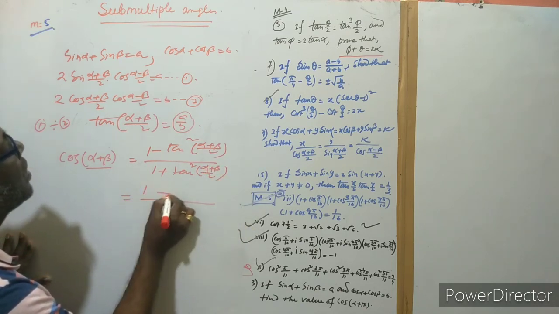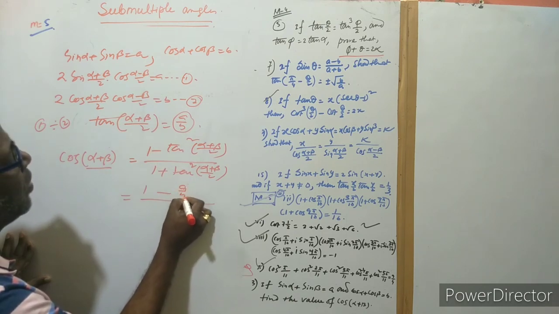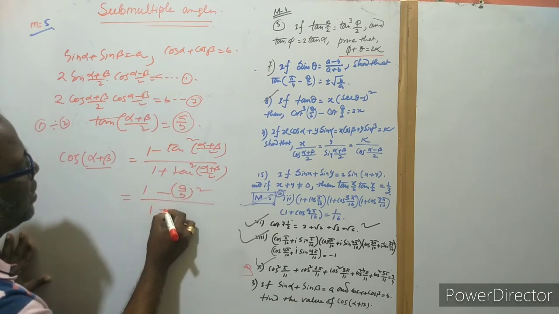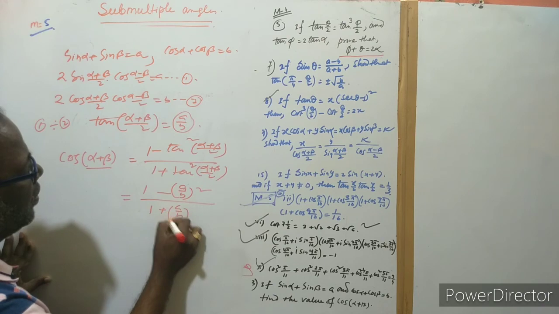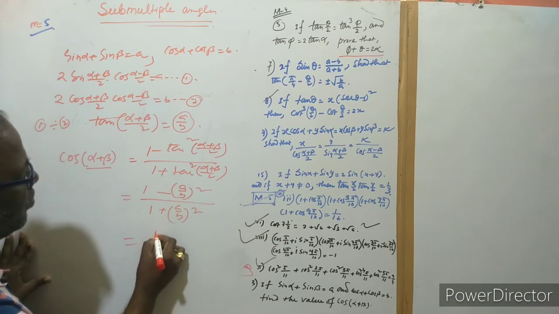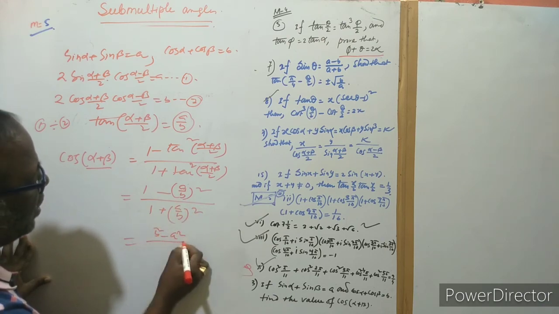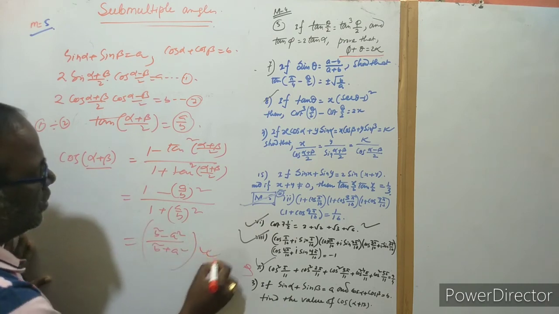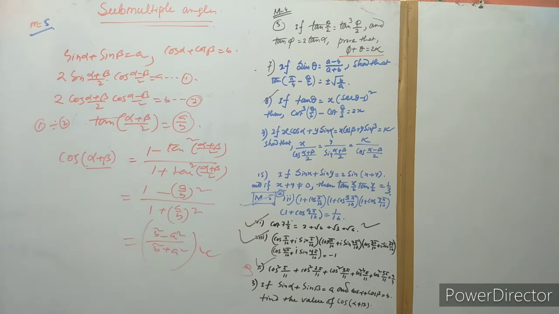So that is your 1 minus, and this value is a by b whole square, over 1 plus a by b whole square, and then take an LCM, we get here b square minus a square over b square plus a square. So very interesting class today, and enjoy the class, all of the students. Okay, good luck.